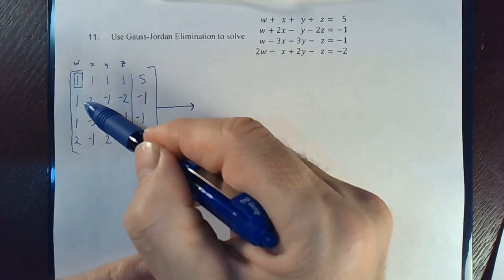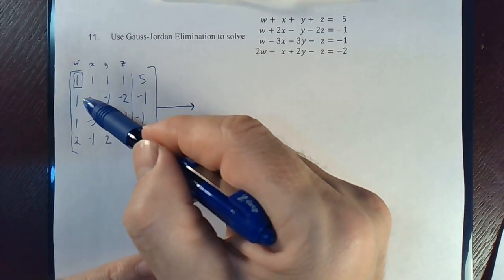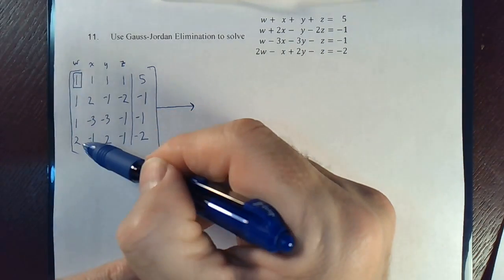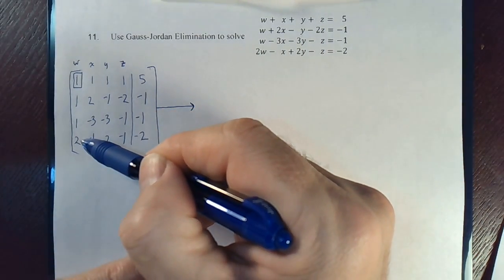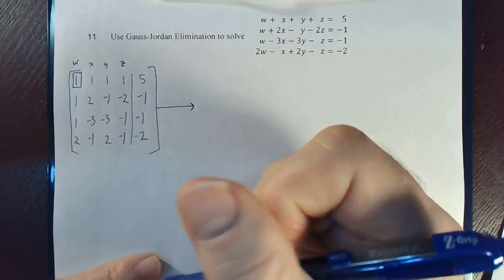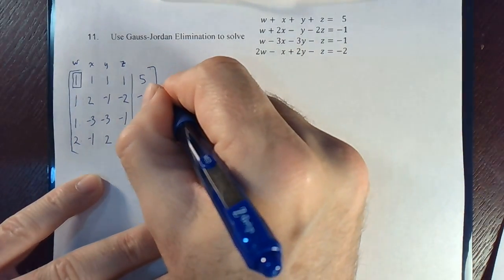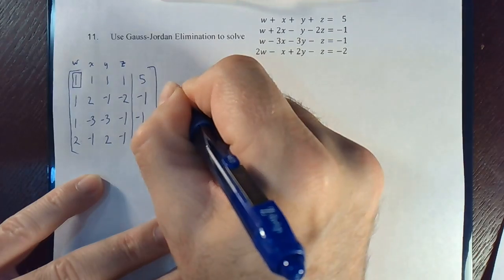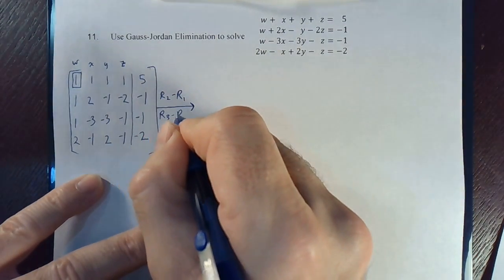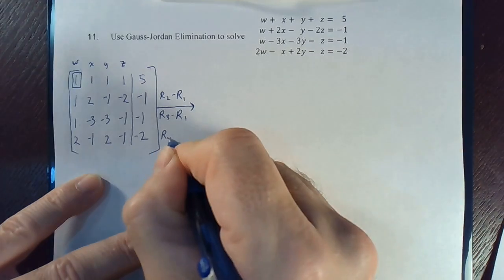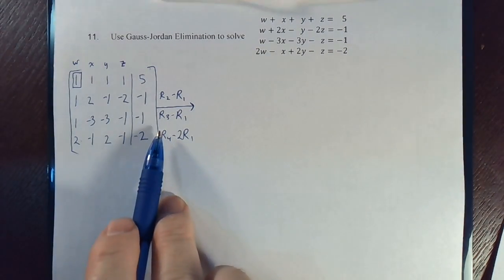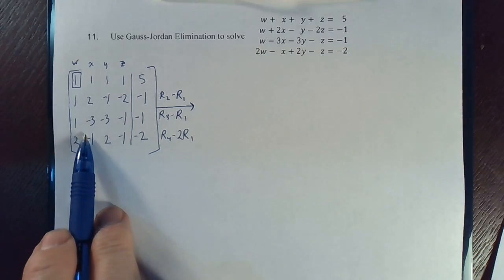So now we need to use that 1 to get zeros below. In this one, I'm going to subtract row 1. In this one, I'm going to subtract row 1. In this one, I have to subtract 2 times row 1. And that will give us all zeros below it. So let me write that down. Row 2 minus row 1. Row 3 minus row 1. And row 4 minus 2 times row 1. And those are the three row operations that will give us zeros underneath.